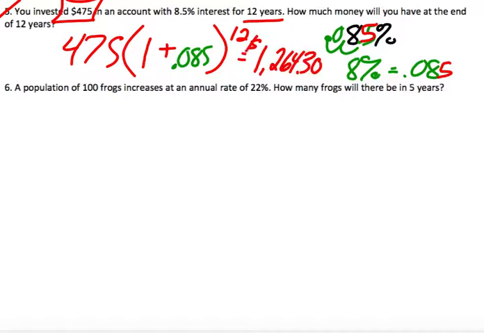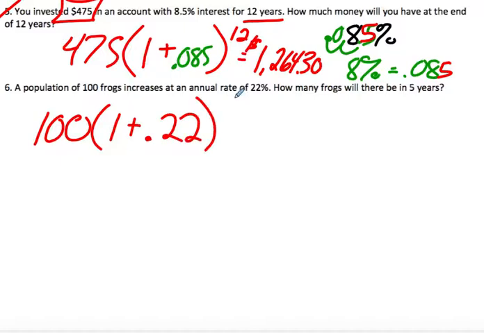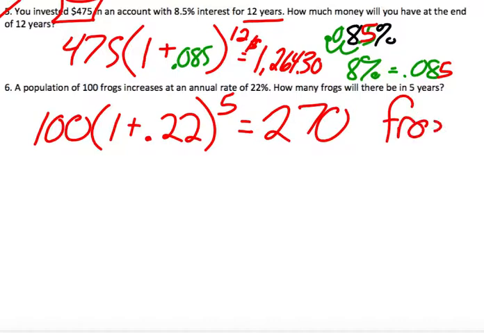Now, this doesn't just work for money. In this case, in number 6, we have 100 frogs, and they increase at an annual rate of 22%. How many frogs will there be in 5 years? So every year, the number of frogs increased by 22%. So we're still talking exponential growth here. So now it's just not money, it's the number of frogs. 22% looks like 0.22 as a decimal. Raised to the power of 5, we'd have 270 frogs. Ribbit, ribbit.